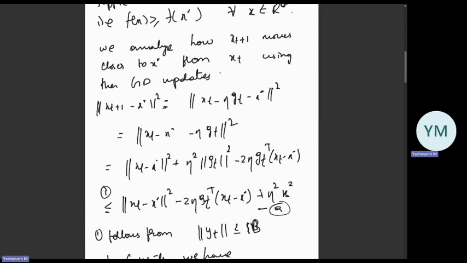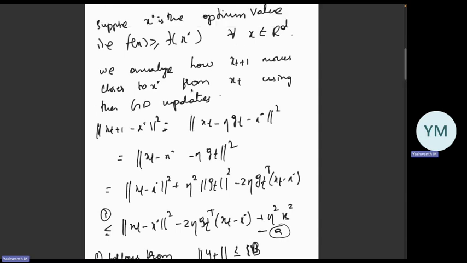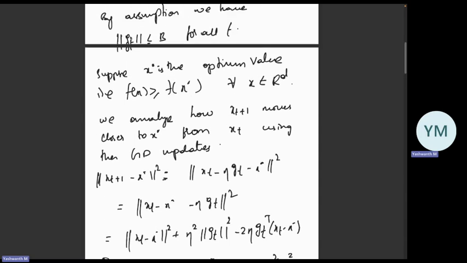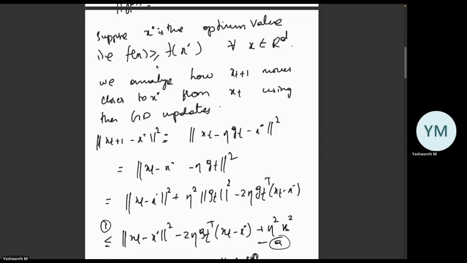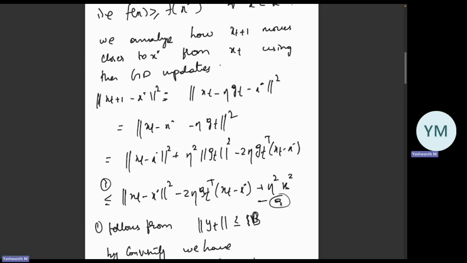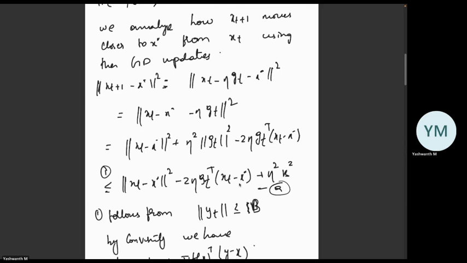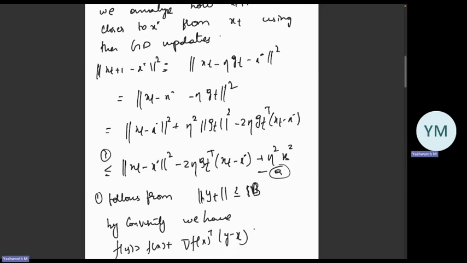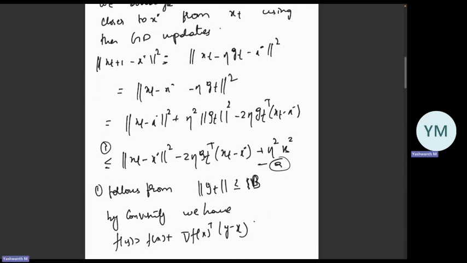Right, so this is upper bounded by this quantity. The first term is the same and the last term is also the same. For the upper bound, we use this fact: the norm of g_t is less than or equal to B, so norm of g_t squared is less than or equal to B squared. So eta squared times norm of g_t squared is less than or equal to eta squared times B squared. Call this inequality (1), as it follows from the norm of g_t being less than or equal to B.